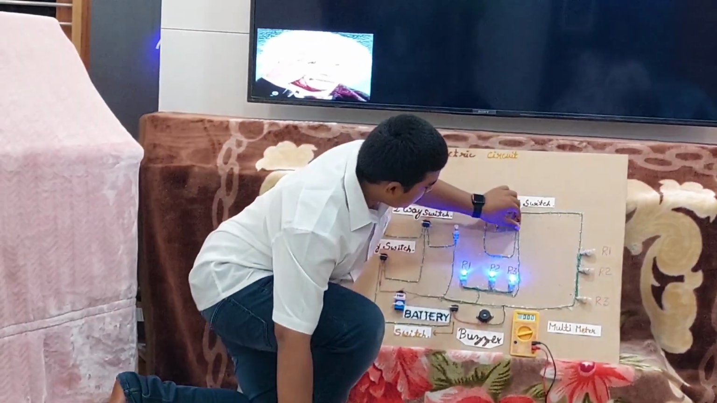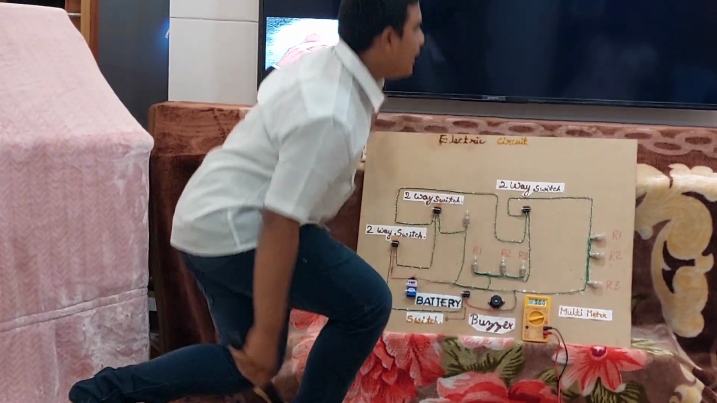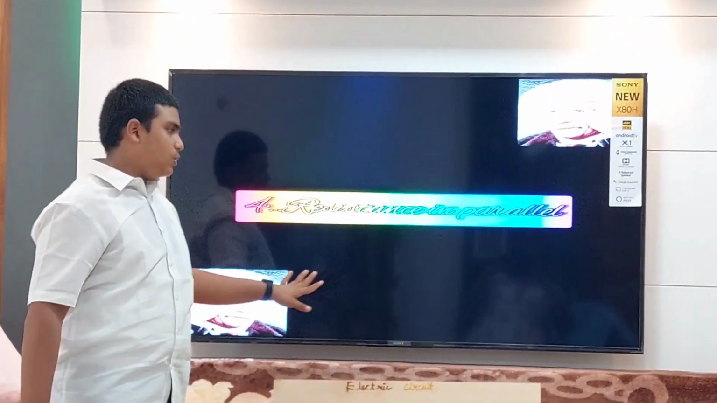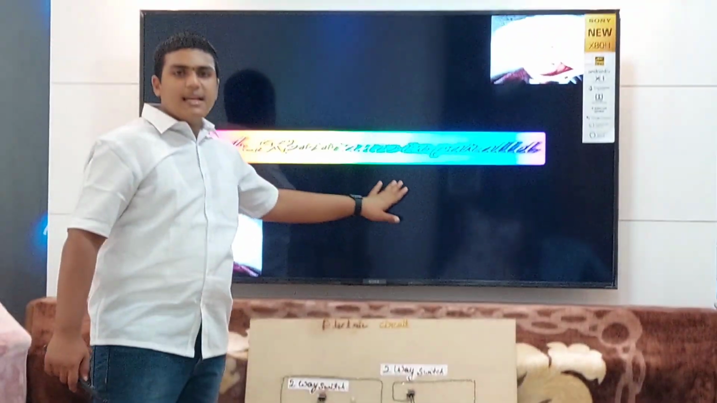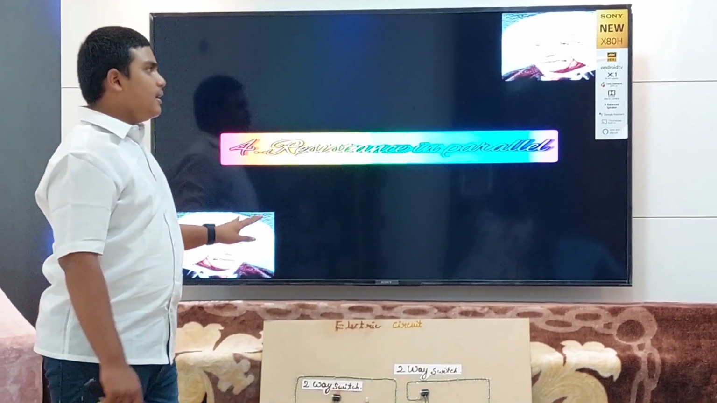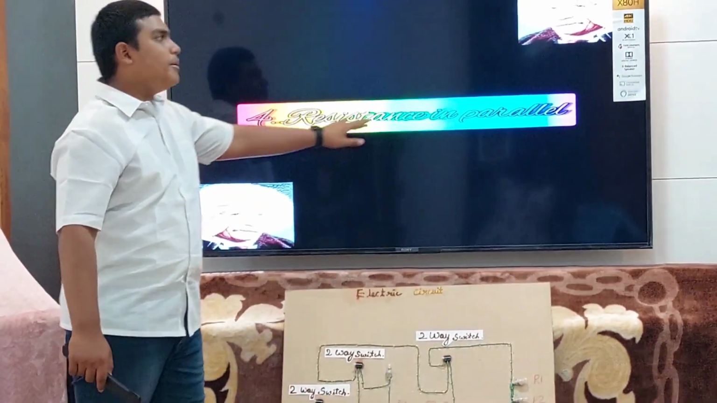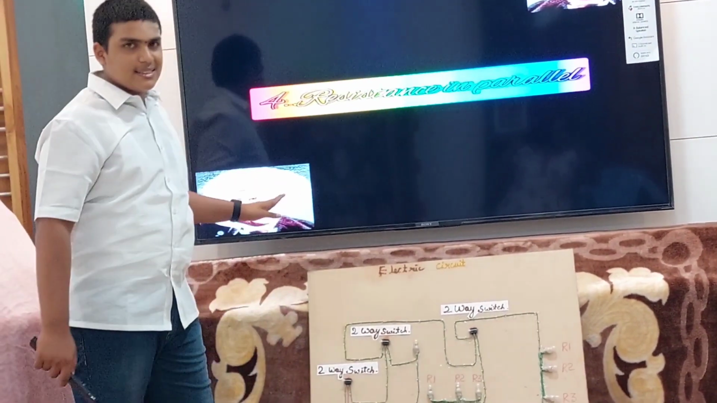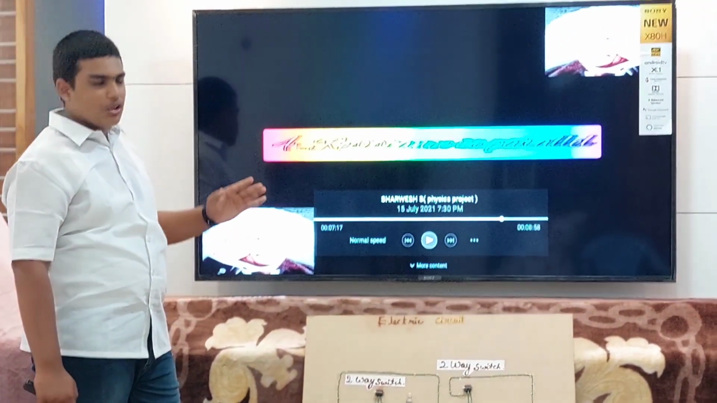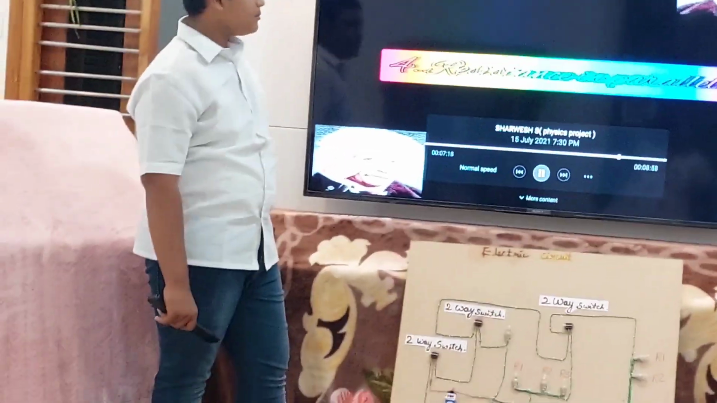Now I'll switch this off, and let me see what a parallel circuit is. Resistors in parallel. You are seeing in the picture Albert Einstein. Let me show you resistors in parallel.